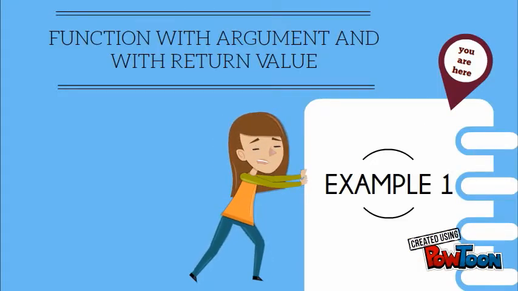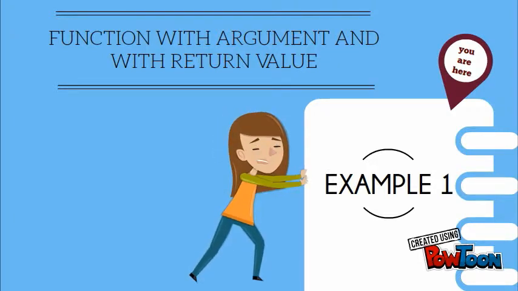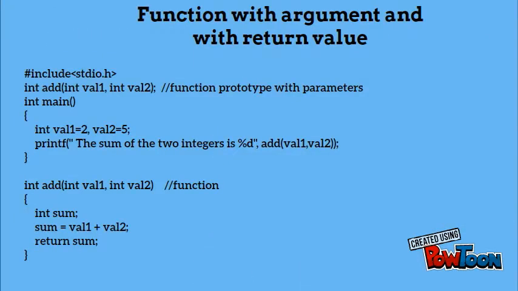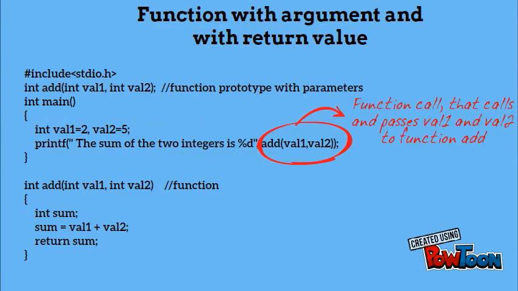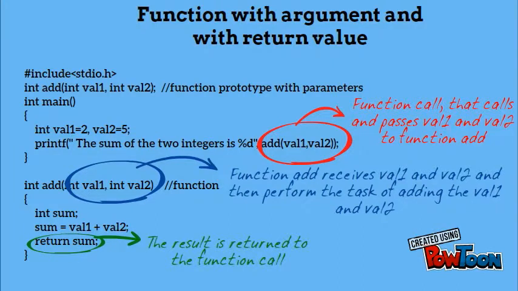The last type of function is the function with argument and return value. This program shows a different style of writing a function call. Two values are passed to function add for addition, and then function add returns the result to its caller.